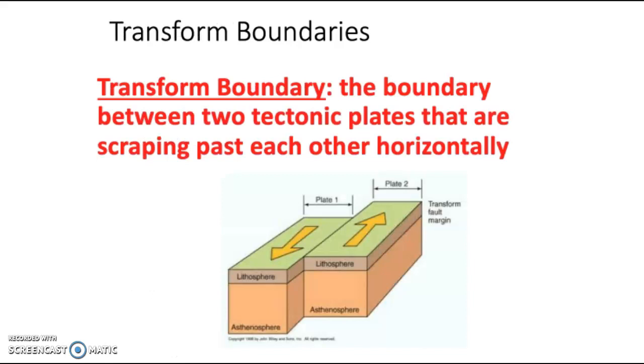So our third type of boundary is transform boundary. And this is between two tectonic plates that scrape past each other horizontally. So they're just sliding by each other. But when they're sliding by each other, they're creating friction.